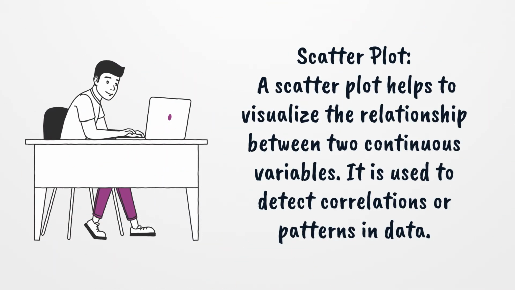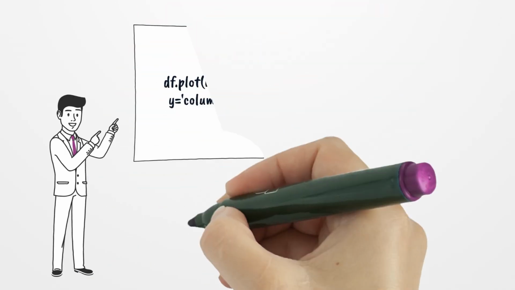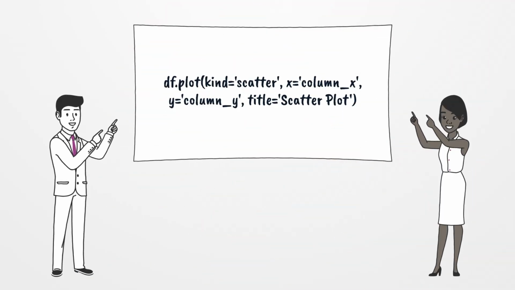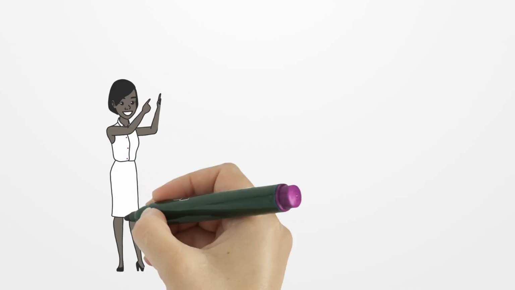A scatter plot helps to visualize the relationship between two continuous variables. It is used to detect correlations or patterns in data. df.plot(kind='scatter', x='column_x', y='column_y', title='Scatter Plot').